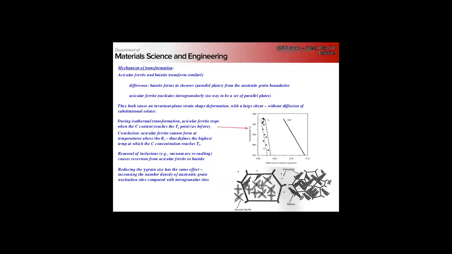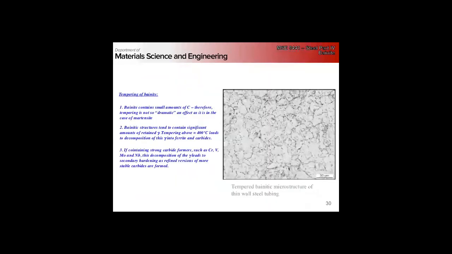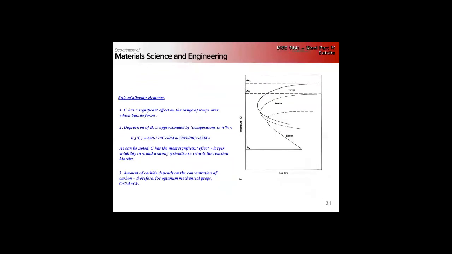If you get into the nitty-gritty details, there was a lot of work in the 70s and 80s that showed that upper and lower Bainite really are two distinct things, they behave differently, but there's still so much we don't understand. I don't want to add any more complexity to it, but that's the primary difference between upper and lower. Tempering of Bainite is not important for the exam.